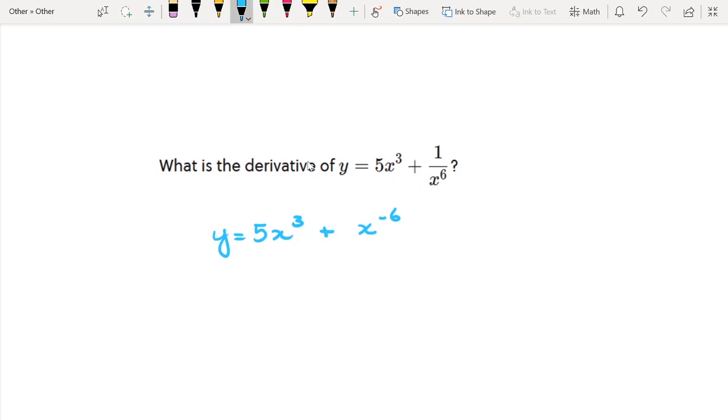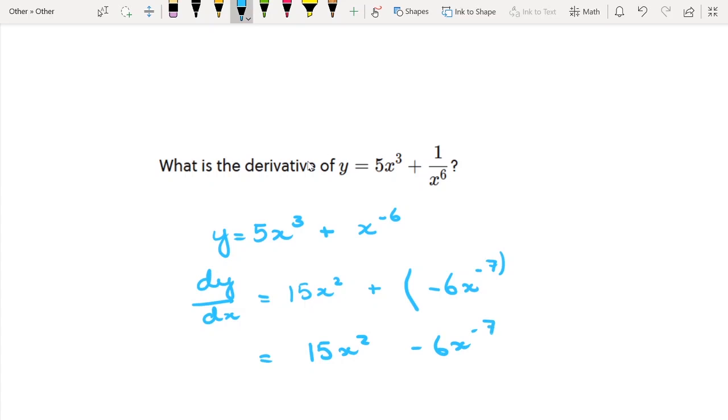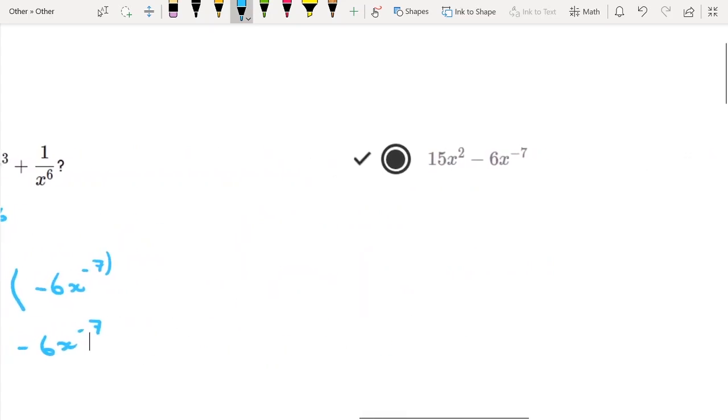There are no fractions. So what I can do is write dy by dx. Make sure you always write this to show the examiner that you're differentiating. Then multiply by the power, 15x squared, reduce the power by 1. Do each one individually, then plus. Then I'll put this in a bracket, multiply by the power, minus 6x, and then reduce the power by 1, minus 7. And then I'm just going to clean up a little bit: 15x squared minus 6x to the minus 7. And if we check our answer, it's correct.